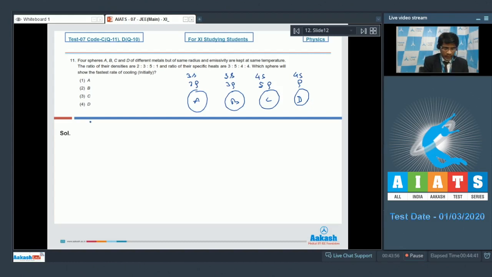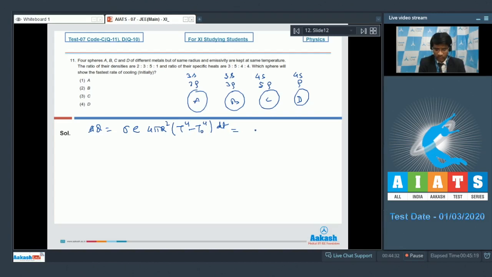Now let's say dq is the amount of energy liberated by all of these systems, then it must be a function of sigma into E into area, 4 pi r square, into T to the power 4 minus T naught to the power 4, temperature of the body minus surrounding temperature, into dt. This is the time here, and corresponding to that they must have the decrement in temperature, so it must be written down as ms into dt.